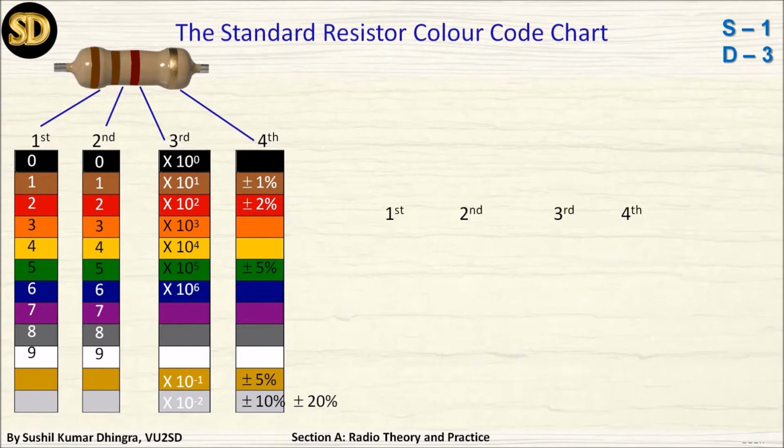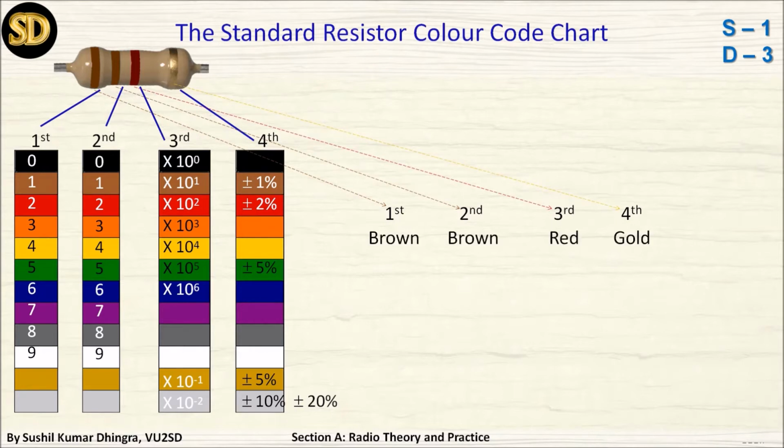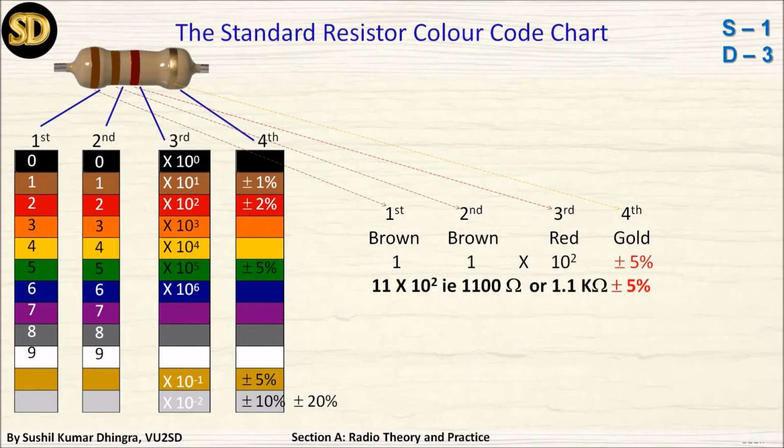Watch the first band, this is brown. In the same way, observe the second, third, and fourth, and note down: brown, brown, red, good. Now change to values. First brown is 1, 1, into 10 raised to the power, red is 2, and 2 plus minus 5%. Now multiply and calculate it. You will get 11 into 10 raised to the power 2, or you can say 1100 ohm, or in simple words 1.1 kilo ohm plus minus 1%.